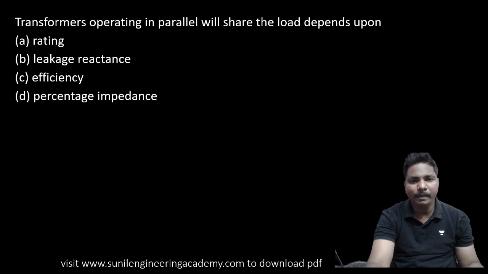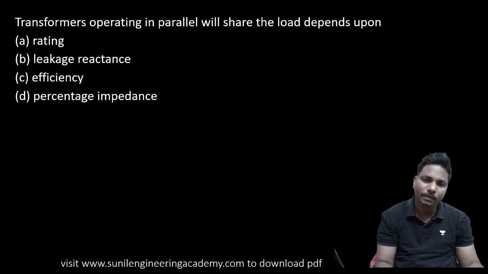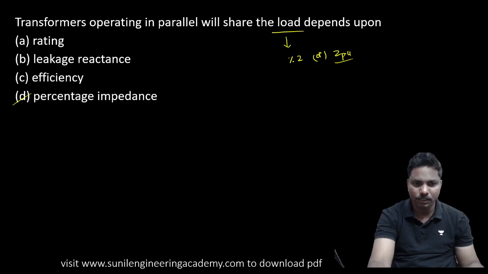Transformers operating in parallel will share the load depending upon what? The load depends upon percentage impedance or Z per unit. Based upon Z per unit, the load depends. So the answer is option D, percentage impedance.